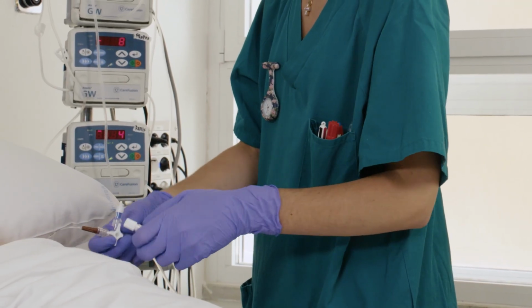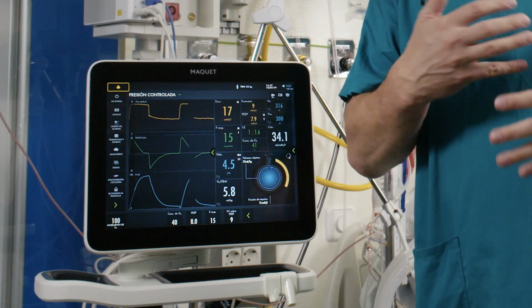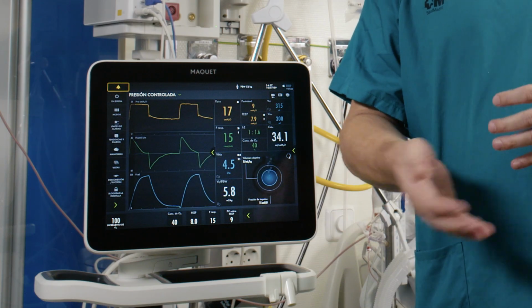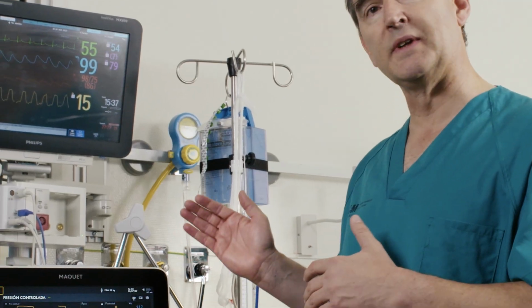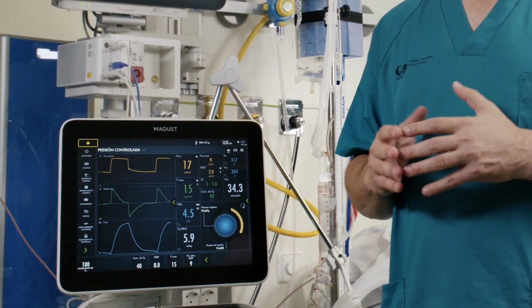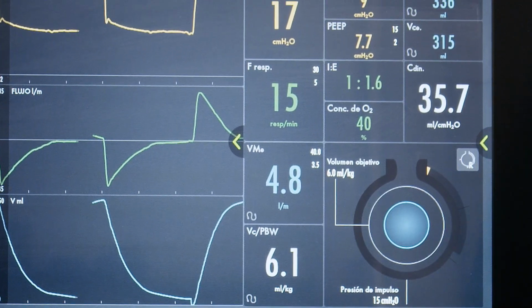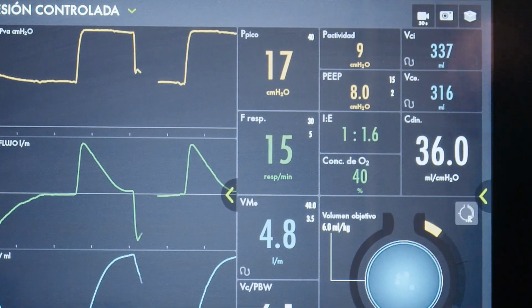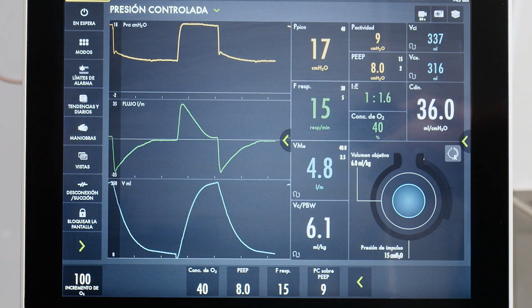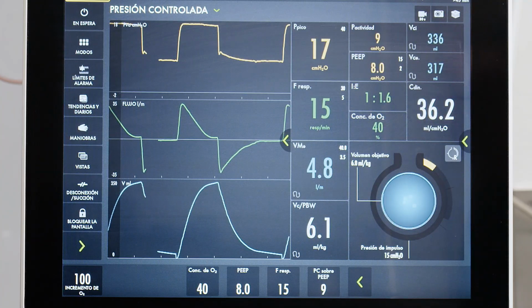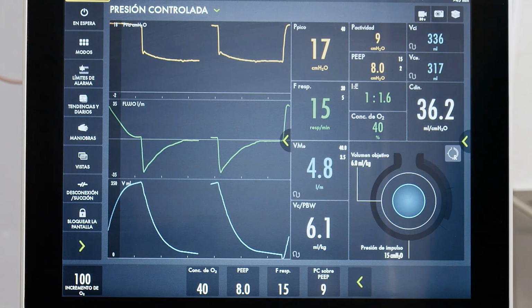So now the situation is 24 hours later. She has a moderate respiratory failure due to a bronchoaspirative pneumonia. We are ventilating the patient with conventional lung protective mechanical ventilation. She is in a pressure control mode with a PEEP level of 8 centimeters of water. The driving pressure is 9. The plateau pressure is 17. And we're using a tidal volume of 6 mL per kilogram predicted body weight.